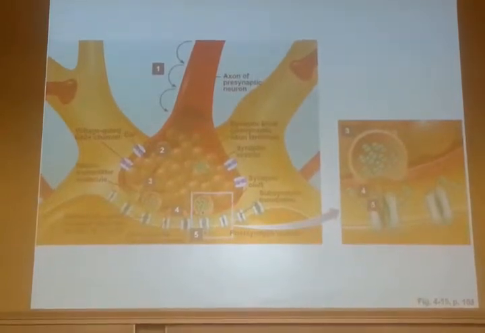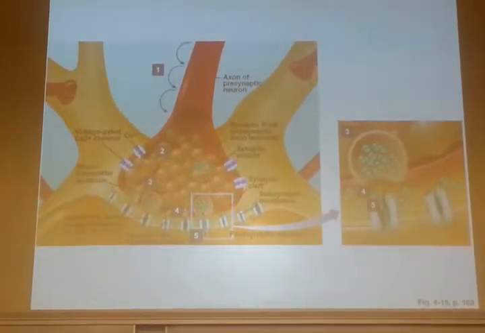What's being shown here is what's called the classical exocytosis, where the vesicle goes into the plasma membrane and then totally regurgitates all the neurotransmitter into the synaptic cleft.